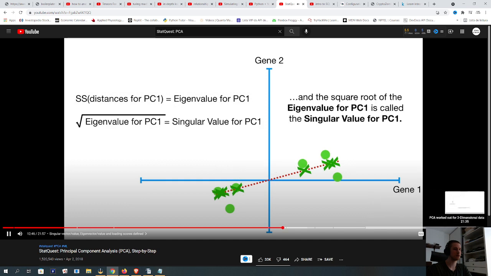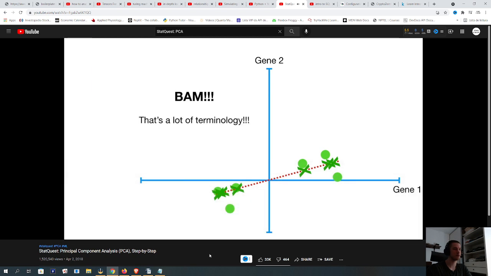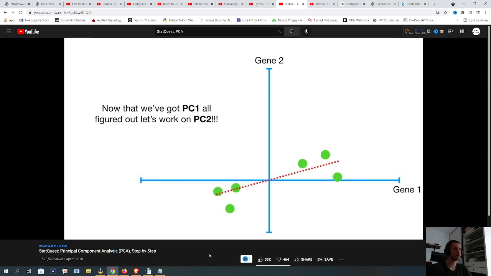And the square root of the eigenvalue for PC1 is called the singular value for PC1. Bam, that's a lot of terminology. Now that we've got PC1 all figured out, let's work on PC2.